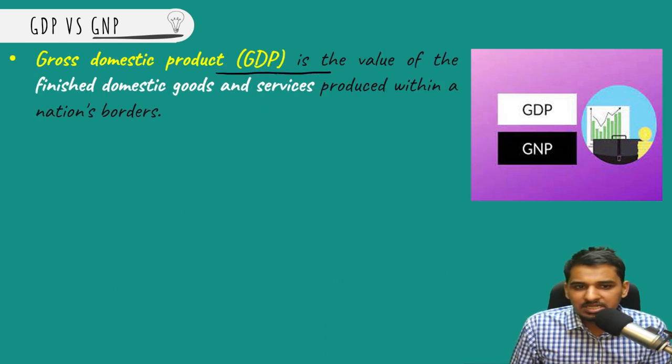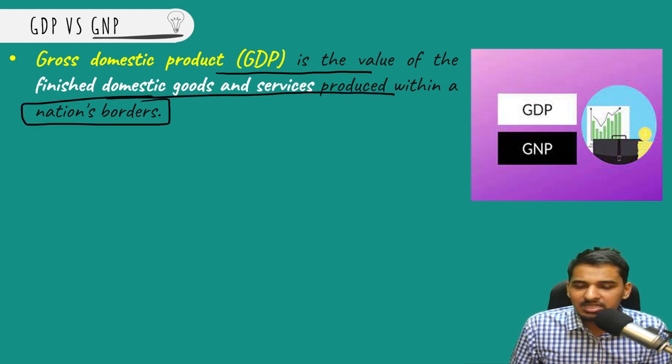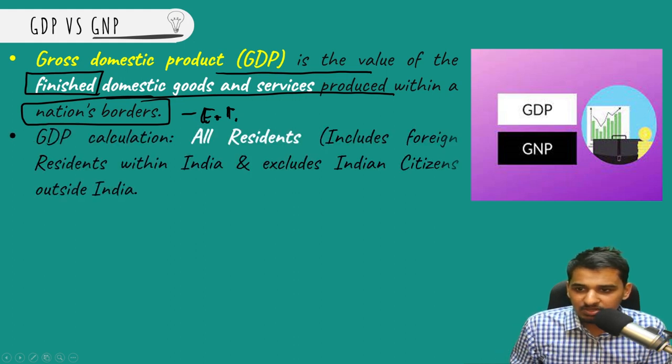Gross domestic product is the value of the finished domestic goods and services produced within a nation's border. And here, nation's borders means its economic territory. Please remember, not the geographical one, but the economic territory of the country. And it is finished. Please remember, it is finished. Intermediate we do not take. I'll be explaining it later, but for now, please understand that we are only taking finished ones.